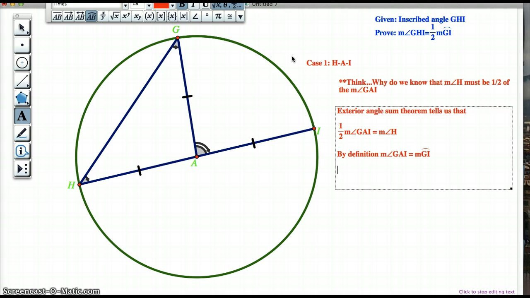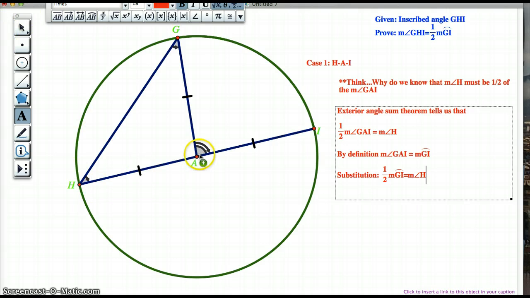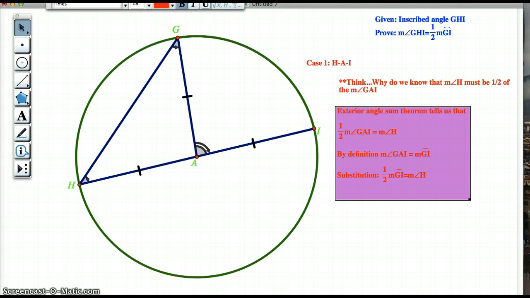And so then I can just do a last little substitution. And I know that 1/2, I replace GAI with the measure of GI. And that must equal the measure of angle H. So we've just shown that in the first case where my inscribed angle side goes through the center of the circle, the inscribed angle has to be half of the arc, using just the exterior angle sum theorem and the fact that I have congruent radii, which gives me an isosceles triangle. And from there, it's just a little algebra.